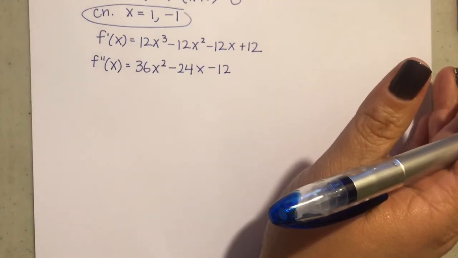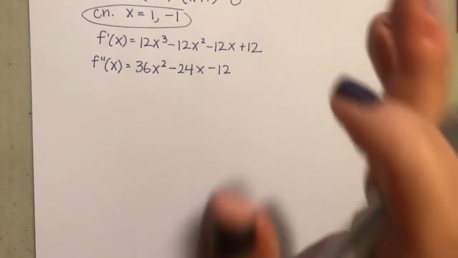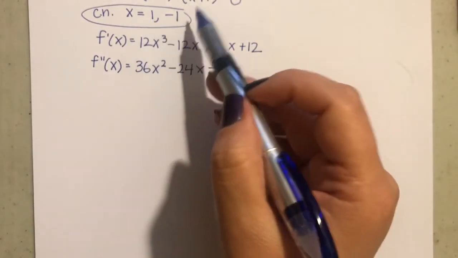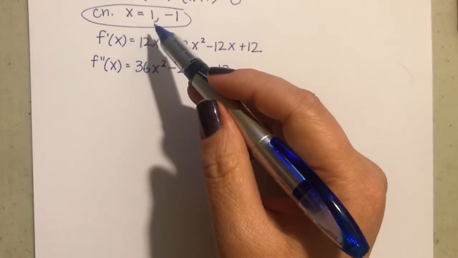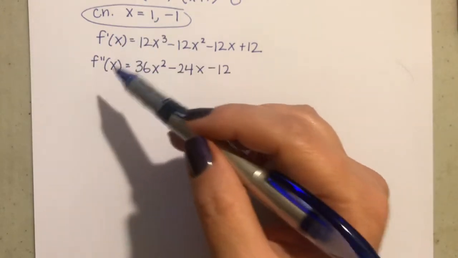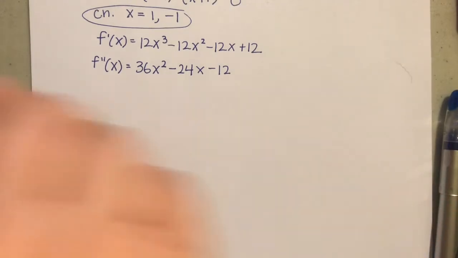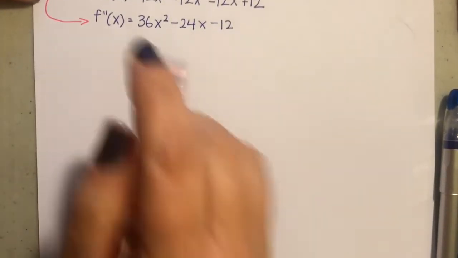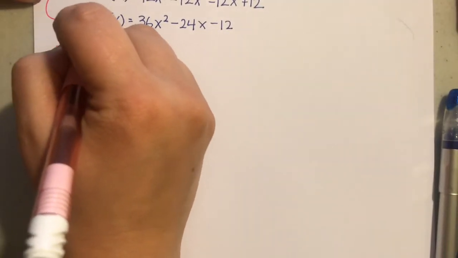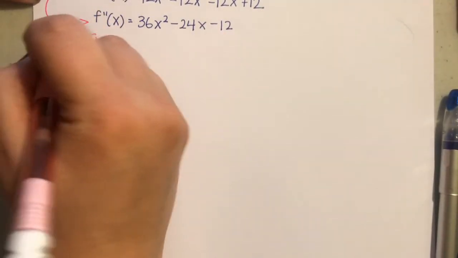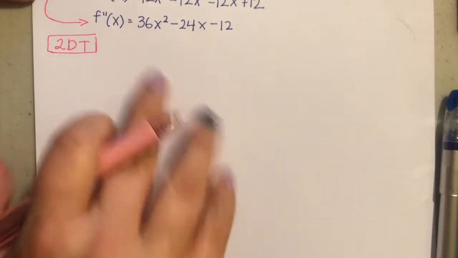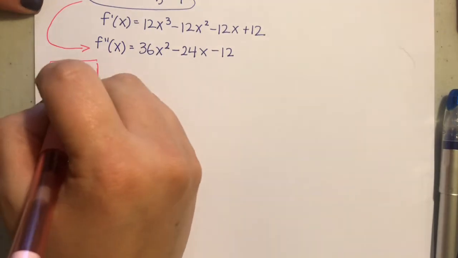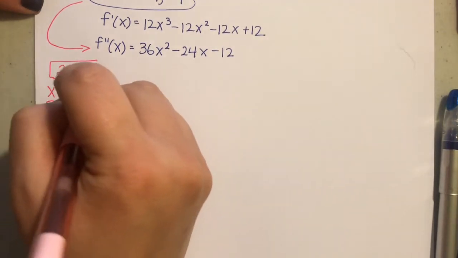Okay, we don't need to set this equal to 0. We're not looking for potential points of inflection. We're only looking for what these potential extrema, these critical numbers, look like when they're plugged into the second derivative. So the second derivative test has us plug those values into this second derivative. Let's look at x is equal to, let's go with negative 1 first, okay?